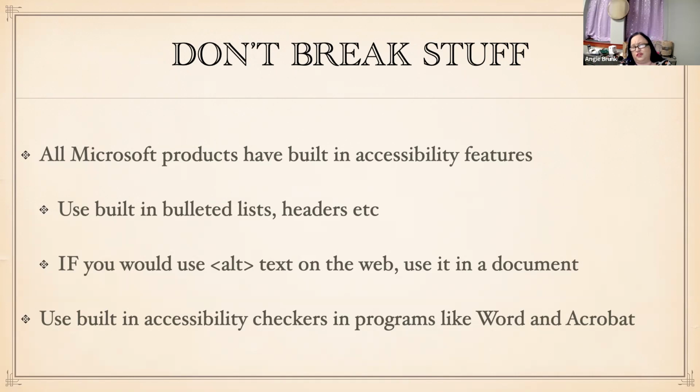So use the built-in header features and bullet list features. I know sometimes initially those don't look the prettiest, but there are ways around some of that, and I'll show you how to do some of that. But use the built-in tools because they're actually designed to put in all the tags and features that are needed for someone who's using assistive or adaptive technology.